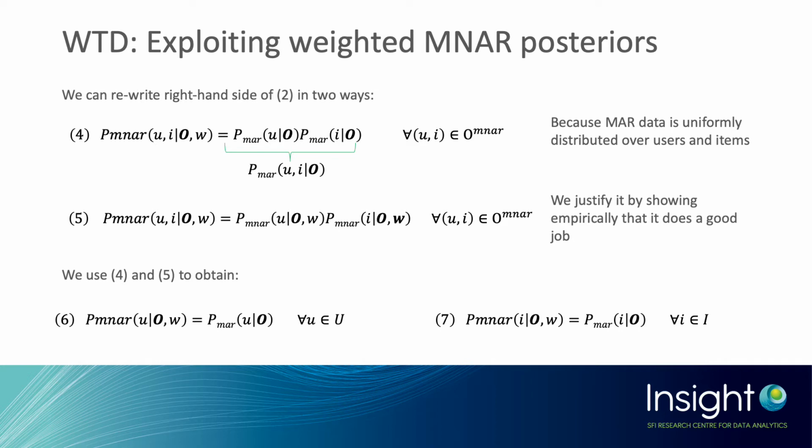Similarly to Formula 4, Formula 5 uses an independence property, this time the one of the weighted MNAR posteriors. Even if this theoretical independence is not verified by MNAR data in practice, we will show that leveraging this assumption shows good empirical results. Formula 6 says that we want to weight a specific MNAR user posterior to be the same as the corresponding user MAR posterior, and similarly for the items in Formula 7.